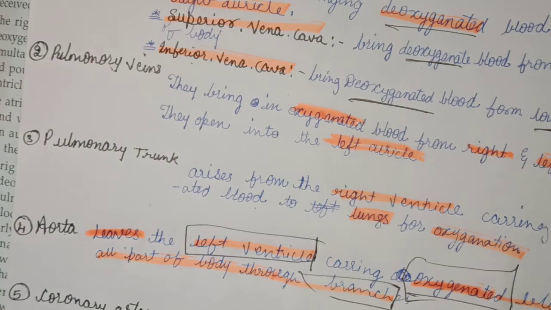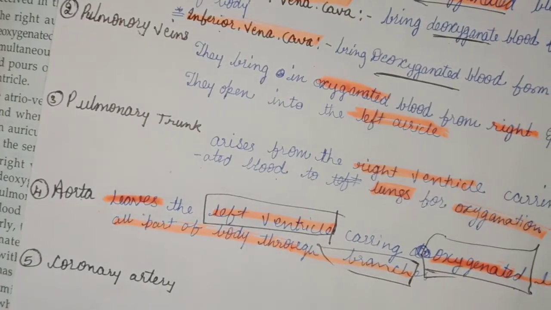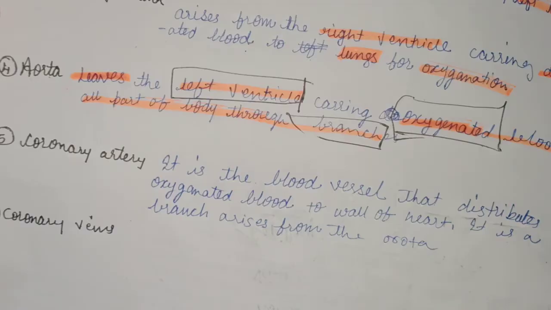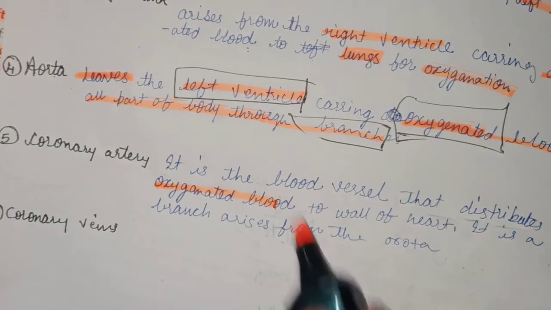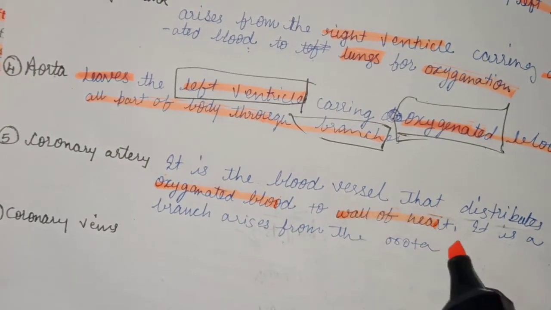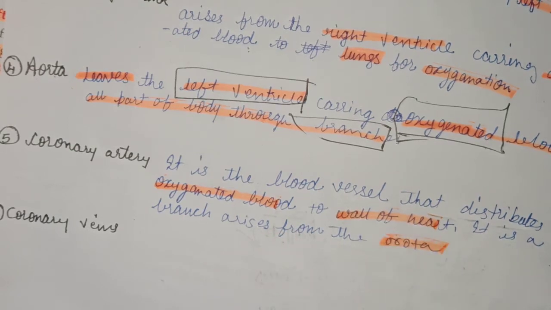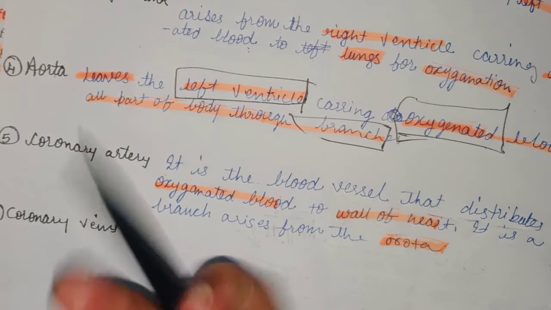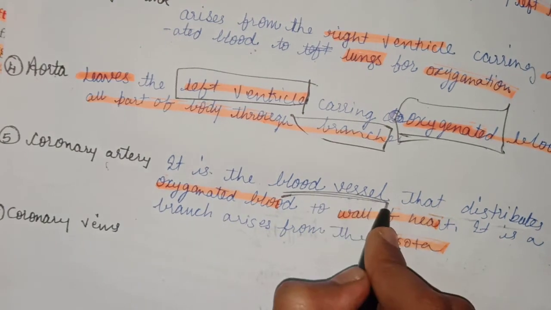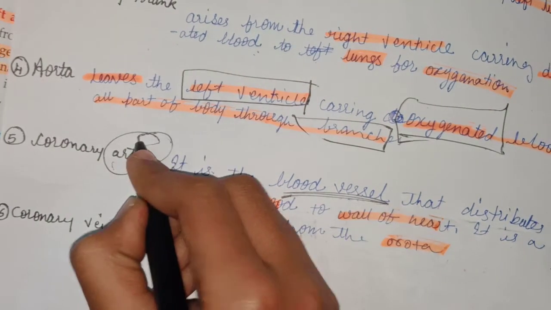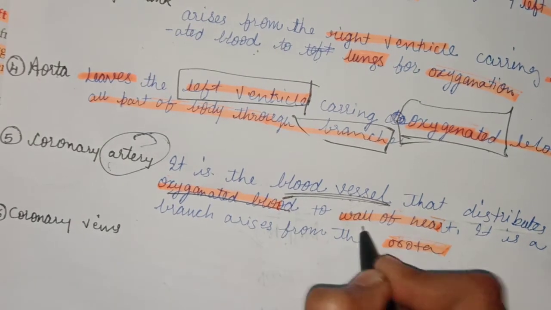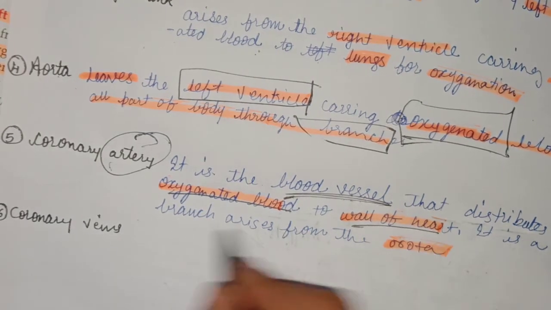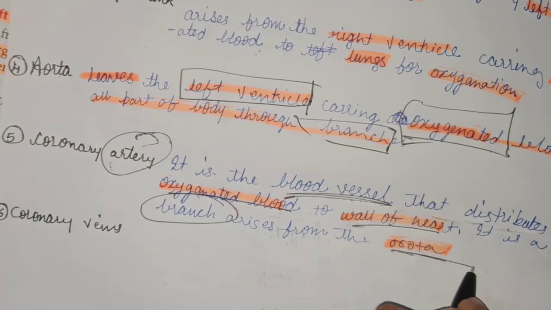Next is coronary artery and coronary veins. Coronary artery is the blood vessel that distributes oxygenated blood to the wall of the heart. Its branches arise from the aorta. Simple topic and two very important points. As the word artery suggests, we can remember that it is the blood vessel that distributes the oxygenated blood to the wall of the heart. Its branch arises from the aorta.